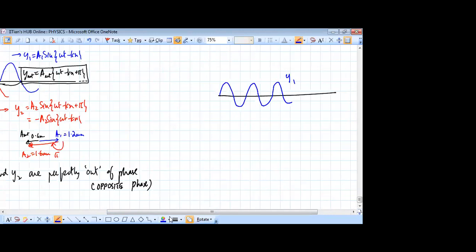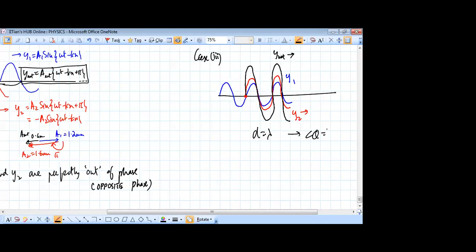In the snapshot picture of y2, the source S2 would have been here. So y2 would have been like this. They're in phase. Right? So our net would become like this, the net having a much higher amplitude. That's how your case 3 would look, where d is equal to lambda. So your phase difference is equal to 2 pi.